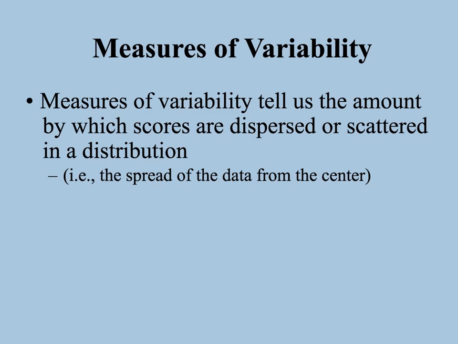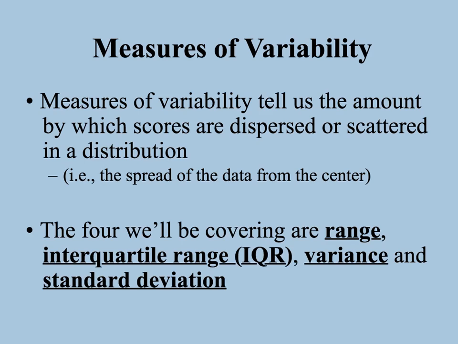Measures of variability tell us the amount by which scores are dispersed or scattered in a distribution. In other words, measures of variability give us an idea of the spread of our data from the center of the distribution. There are several different measures of variability, but the four we'll be covering are the range, interquartile range, or IQR, the variance, and the standard deviation.